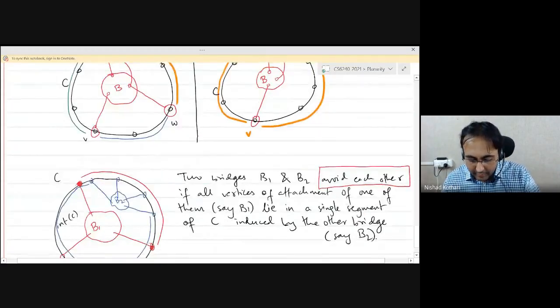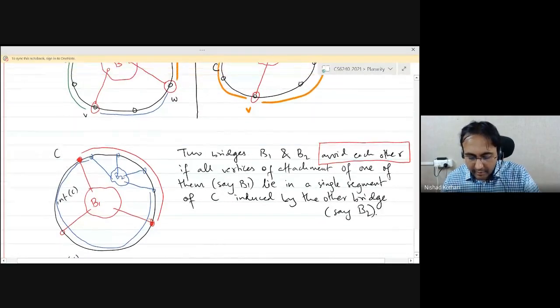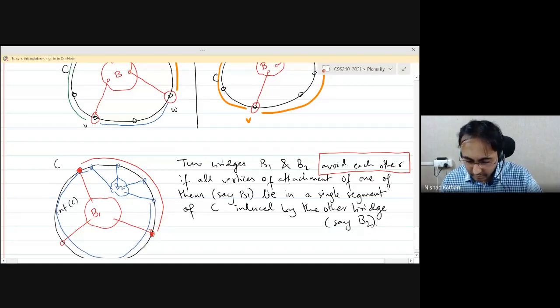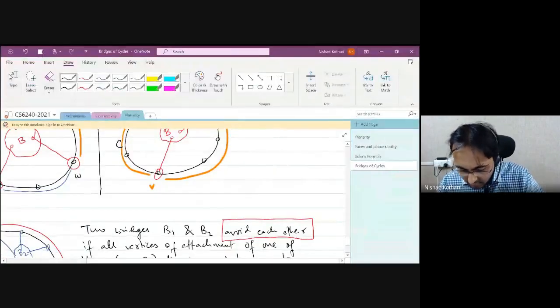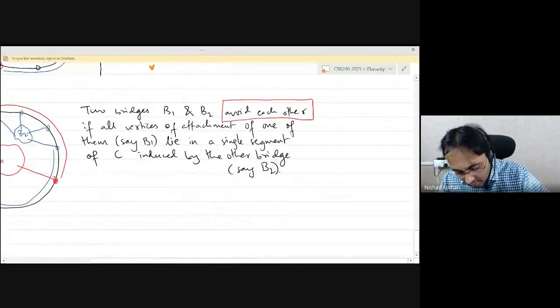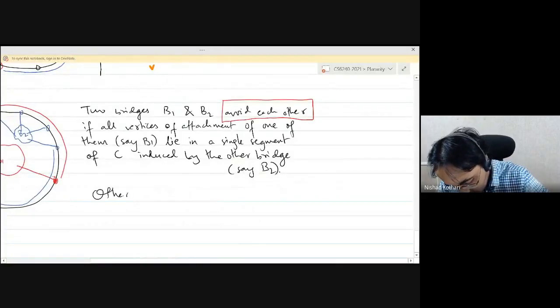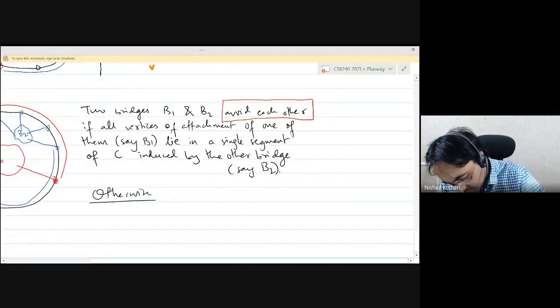Okay, and if they don't avoid each other, then we will say that they overlap. Otherwise, B1 and B2 overlap.